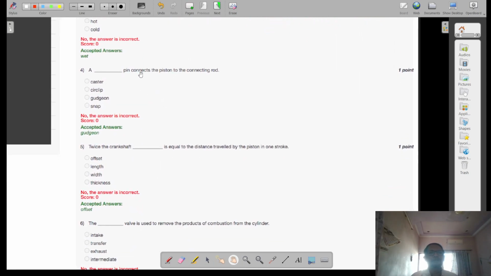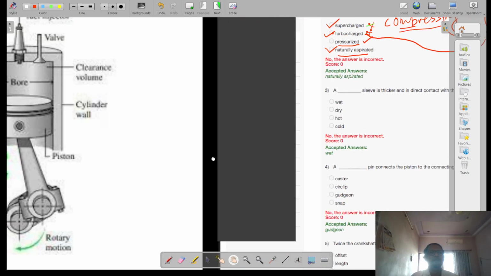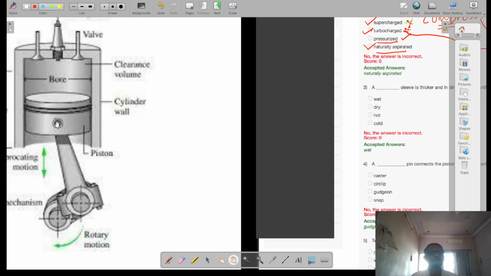Then dash is a pin that connects the piston to the connecting rod. So we have got the options: circlip, gudgeon, snap. Already I have told you that this is the piston pin. This is called a piston pin.